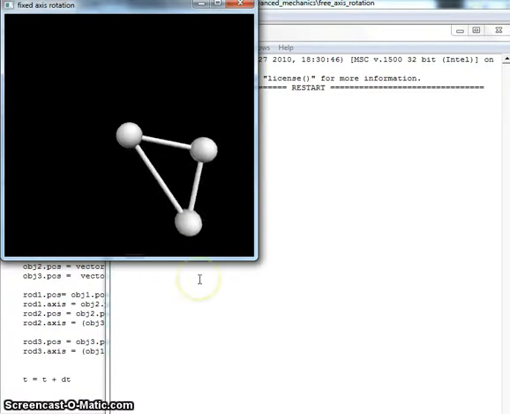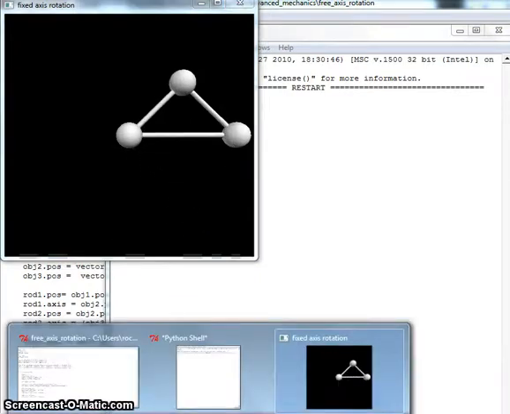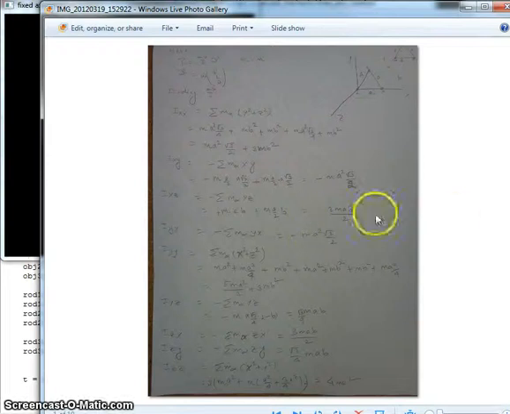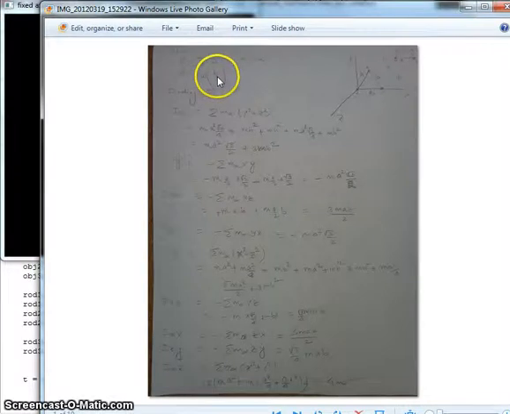And I'll show the derivation of free axis rotation. Okay, here it is. In this case I have considered a prism in which the masses are at the triangular ends and they are connected by massless cylinders. I have supposed omega to be in the x and y direction, but in the z direction it's 0. This is my x direction, and that is my y direction.